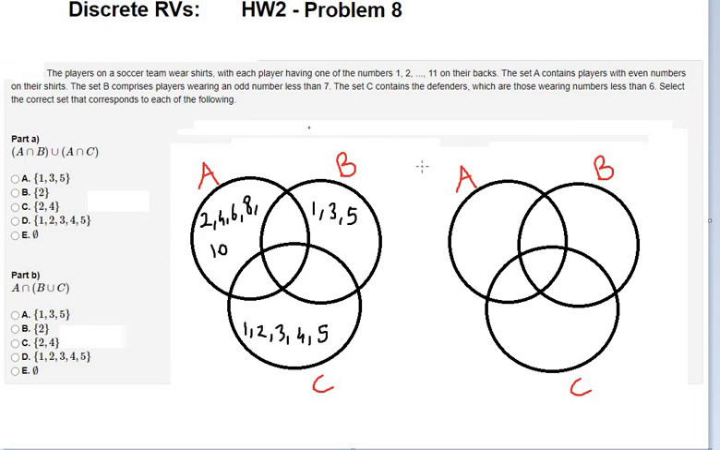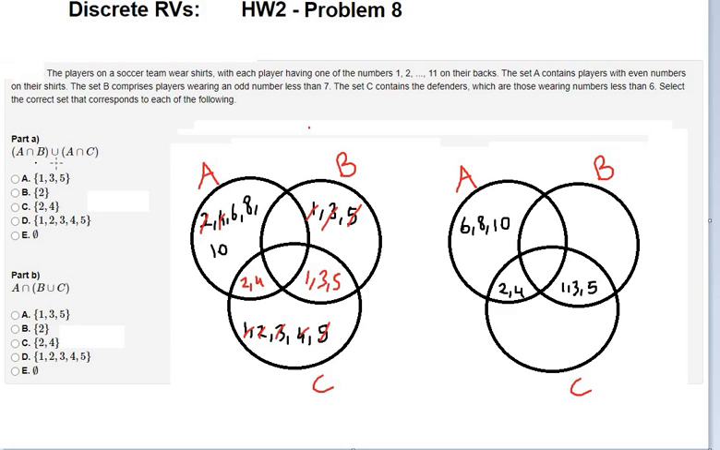Now let's merge the common numbers. So we have 1 here, so we can write it B intersect C. Likewise 3 and 5 are the common numbers. So here 2 and 4 are the common numbers, so we can write them here. If we rewrite better, 2 and 4 are here, 1, 3, 5 are here, nothing is here, nothing is here, and 6, 8, and 10 are here. Now we can answer our question.